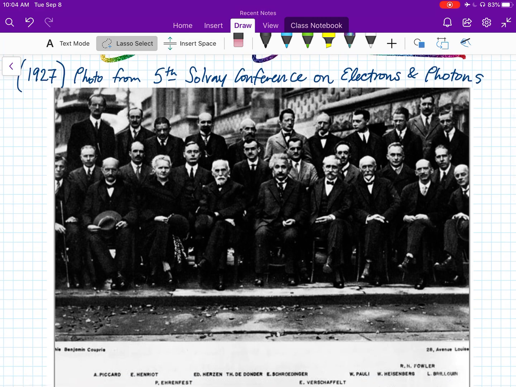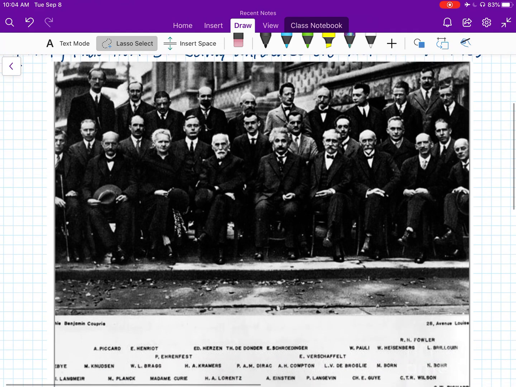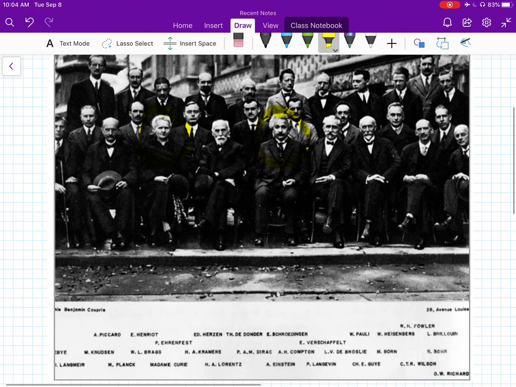So this is a 1927 photo from the Fifth Solvay Conference on Electrons and Photons. And this is a really famous photo because it has lots of the scientists who were the founders of quantum mechanics, which was really a new branch of physics. Of course, we have some famous faces here, notably Albert Einstein, and the only female in this photo is Marie Curie, just a little bit to his right. We also have a lot of other big names that you're going to hear over the course of this chapter. So you can kind of see the key here.